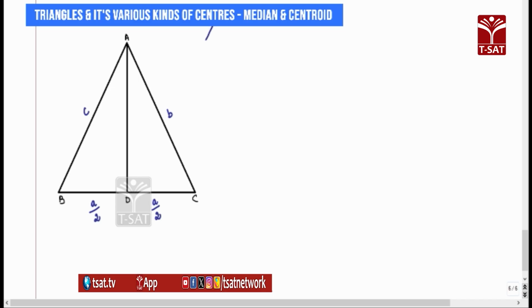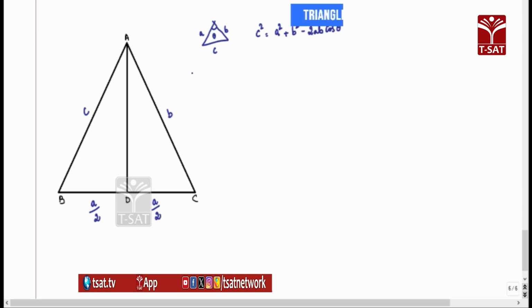The cosine rule will apply in a triangle. In a triangle ABC, the cosine rule is, if the angle is theta, c square is equal to a square plus b square minus 2ab cos theta. This is the cosine rule in a triangle. So, first we will apply it in triangle ABD.